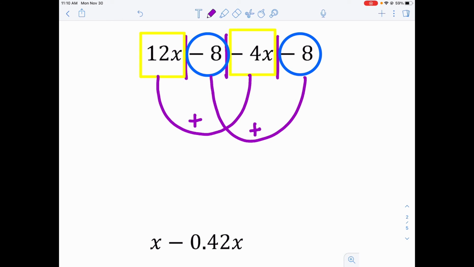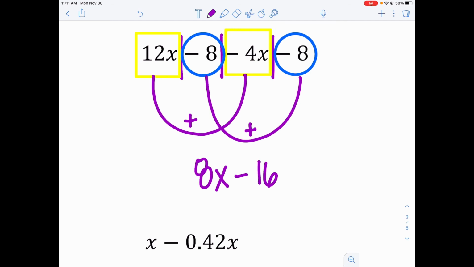Now I'm going to add my like terms. Remember, we always add. So 12 plus a negative 4 leaves me with 8, so this is 8x. And then a negative 8 plus a negative 8 is a negative 16, so I write minus 16. And that is my solution.